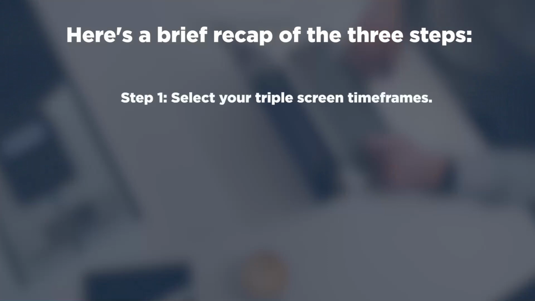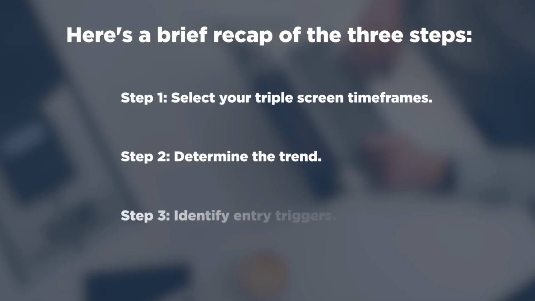Here's a brief recap of the 3 steps. Step number 1, select your triple screen timeframes. Step number 2, determine the trend. And step number 3, identify entry triggers.